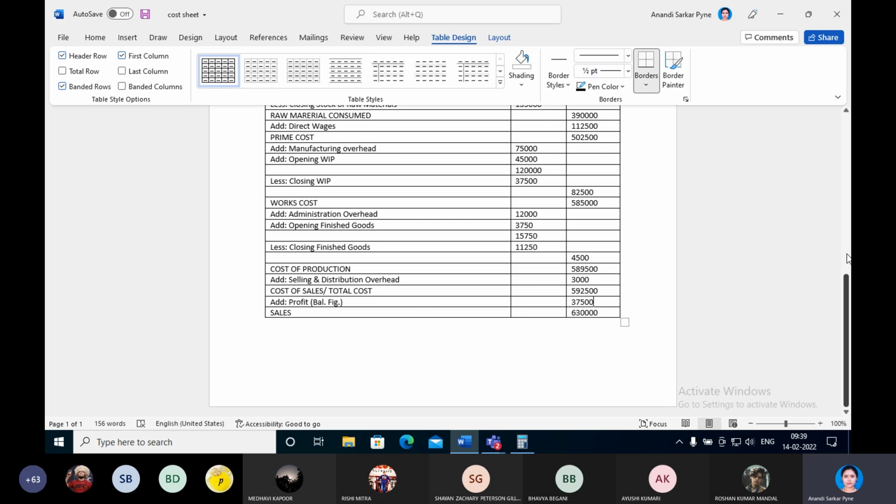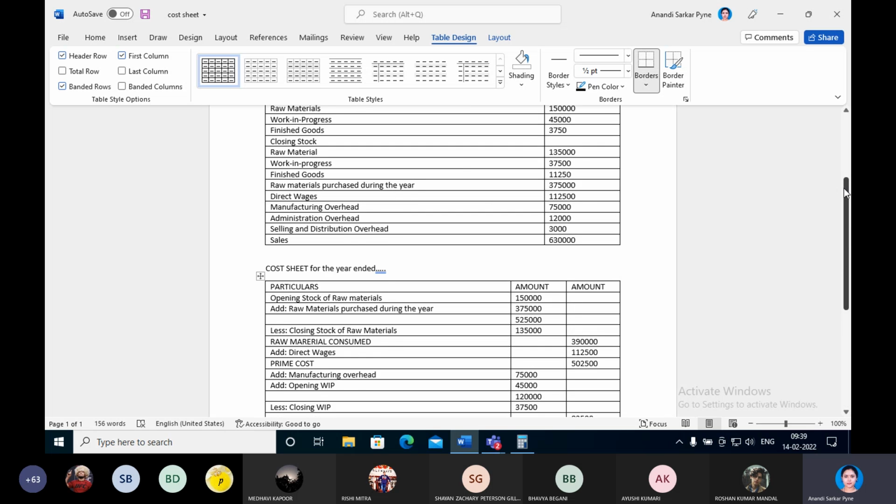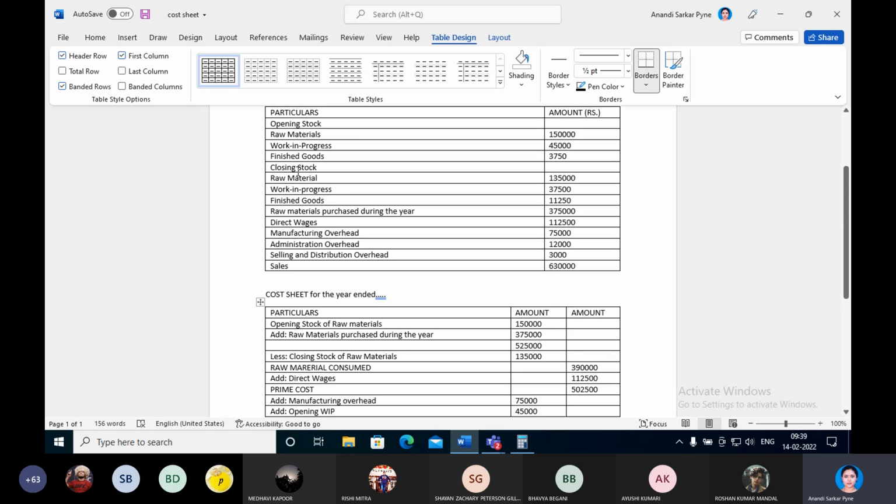Right. So what we did in the question, we have opening stock, three different types of opening stock. We have raw materials, work in progress, and finished goods.